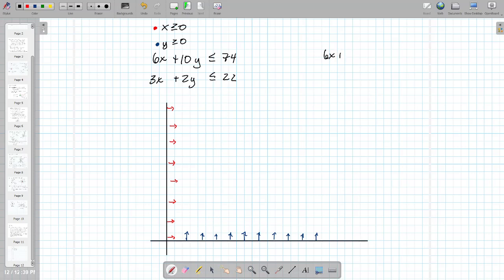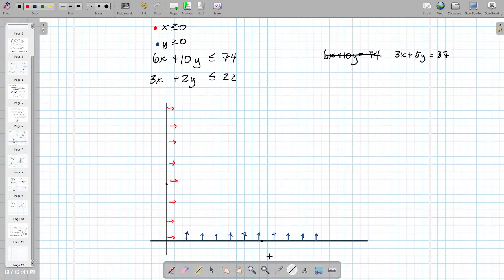Specifically, 6x plus 10y is equal to 74. I need to plot this equation, not inequality, this equation, and then we'll graph the solution set to the inequality after. I can divide everything by 2, so we have 3x plus 5y is equal to 37. If I plug in 0 for x, I get a little bit more than 7 for y. If I plug in 0 for y, then I'm plotting on the x-axis. I will have a little bit more than 12. It'll be 12 and 1/3.